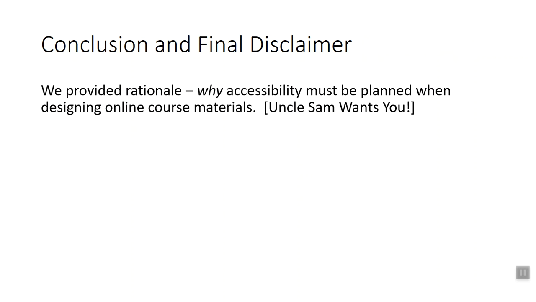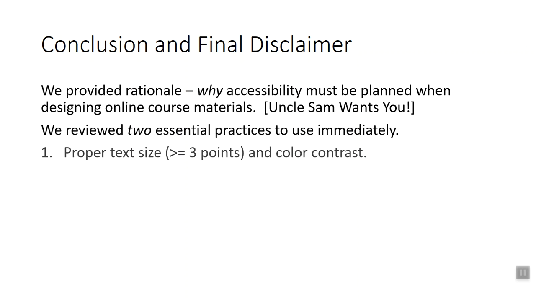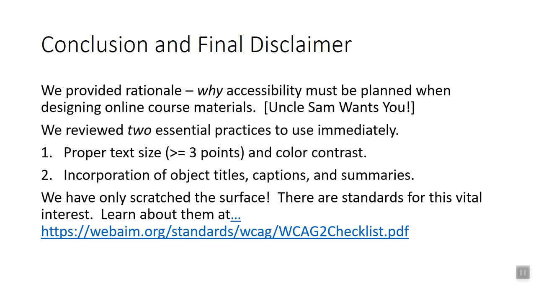Okay, so in conclusion, and one final disclaimer. We provided rationale, why you need to include accessibility criteria for your online content. The federal government, Uncle Sam, wants you to do this. We reviewed 2 essential practices you can use immediately, one involving proper text size and color contrast greater than or equal to 3 points, and the incorporation of content object titles, captions, and summaries. We've only scratched the surface.